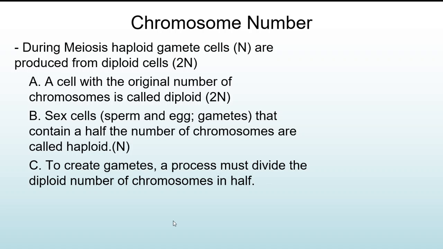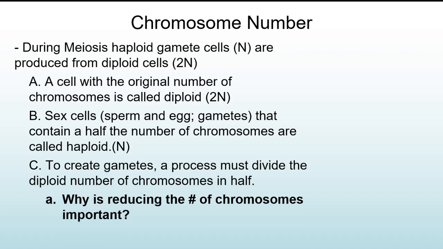And then to create gametes, a process must divide the diploid number of chromosomes in half. So you will not have a sperm or egg with 46 chromosomes. If that actually happens, we'll talk about how that can cause all kinds of genetic diseases. And it does happen, not for all. I don't think there's ever been a case where all 46 or all 23 chromosomes are still diploid. But there are some that don't divide like they're supposed to, and we'll talk about what those are.